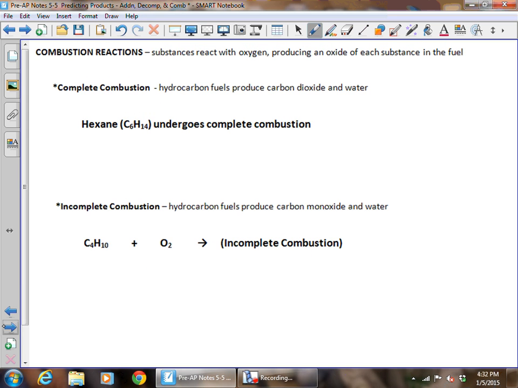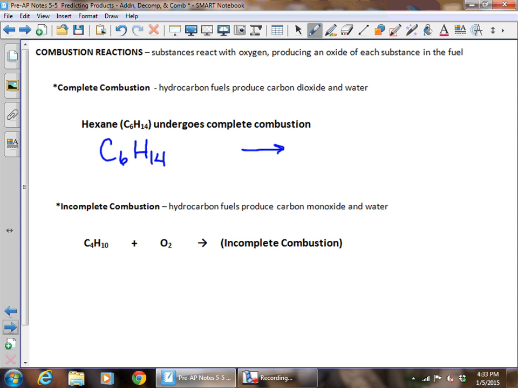Let's look at our final one, our combustion reactions. Combustion reactions are really the easiest ones. The biggest problem people have is forgetting to include oxygen. It says hexane undergoes complete combustion, and it very nicely gives us the formula for hexane. But people are always going in and putting the arrow.